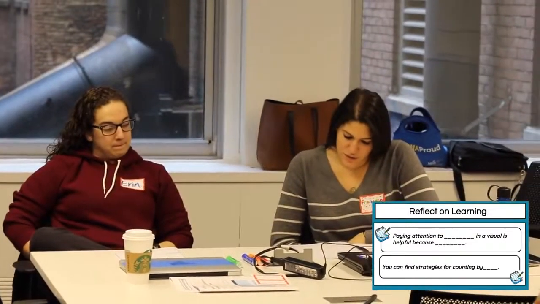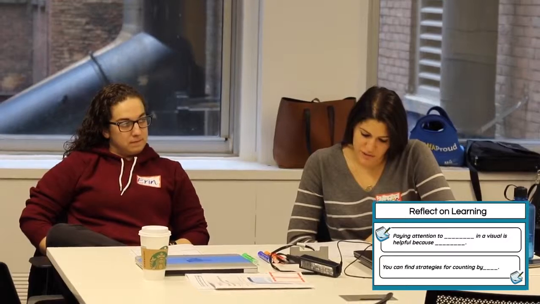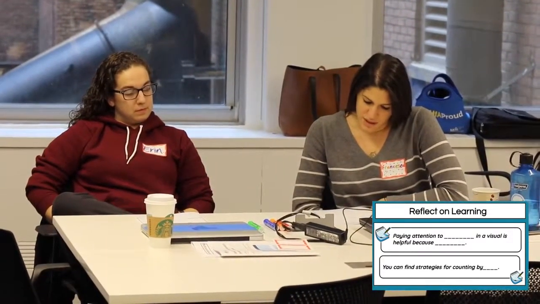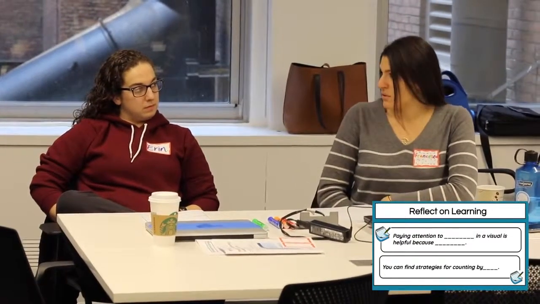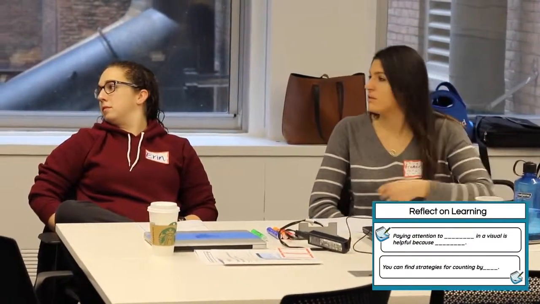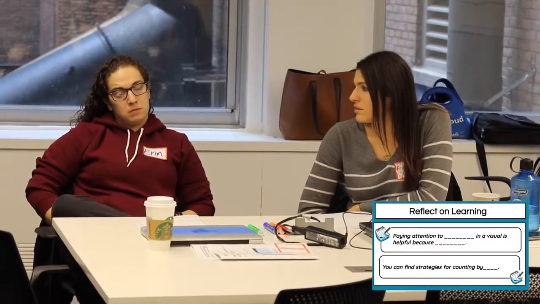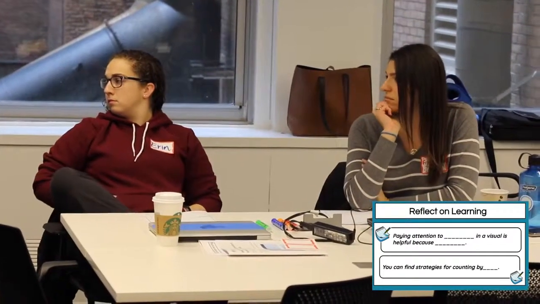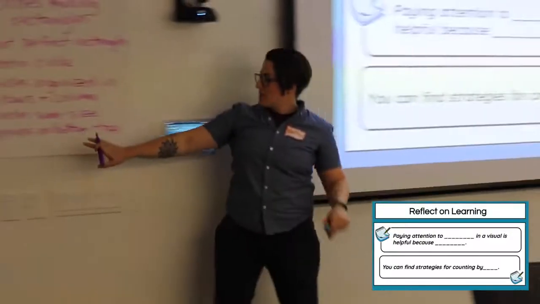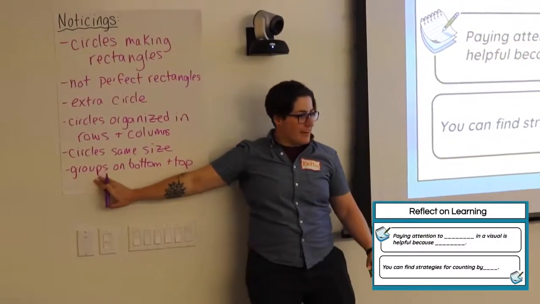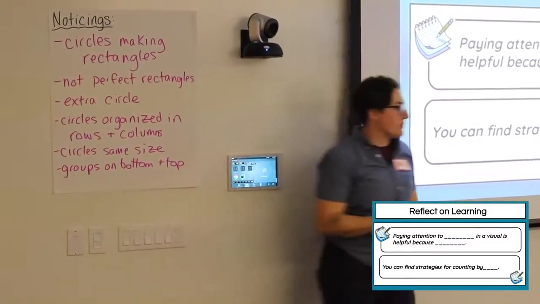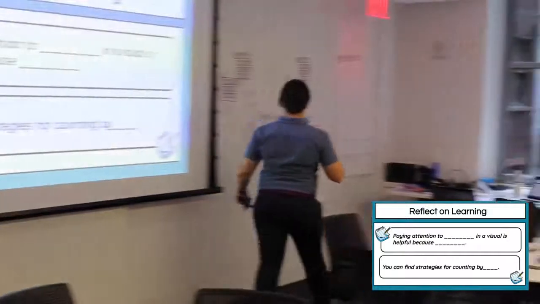You can find strategies for counting by rearranging parts of a diagram to form more familiar shapes and using area to find the total. So easier to count if you can rearrange and use area. And that actually makes me think back to your notices. You guys talked about the different groups, right? I was hoping that somebody would say something about the groups of circles that you saw. So that's wonderful. And Maxine, can you share yours for me?